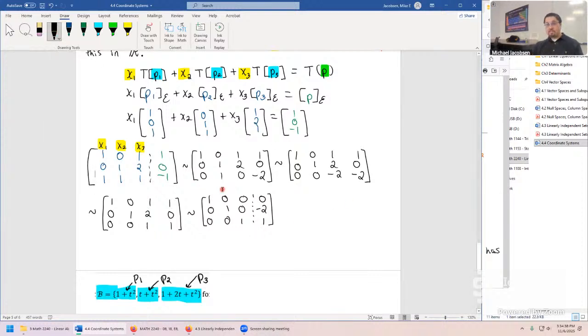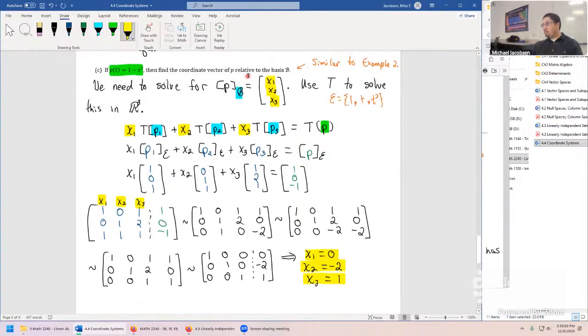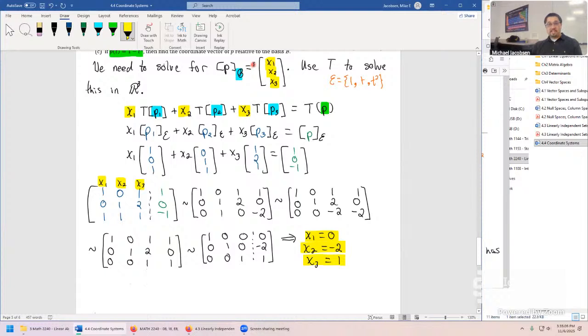But then this immediately tells us row 1 is the statement that x1 is 0. So we have our first coordinate. Row 2 is a statement that x2 is -2 for the second coordinate. And row 3 is just saying x3 equals 1, and we have our last coordinate. So now we go back to the top. We wrote down what we wanted in the very first place. Here it is. We just have to fill this out.